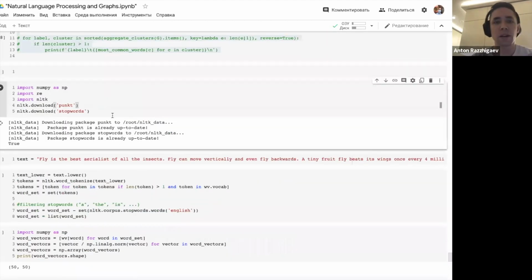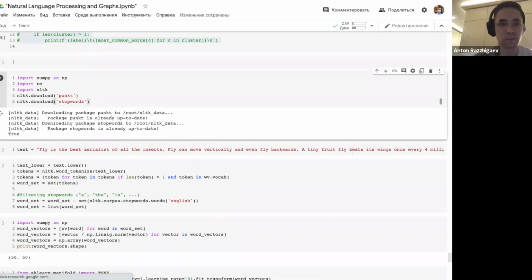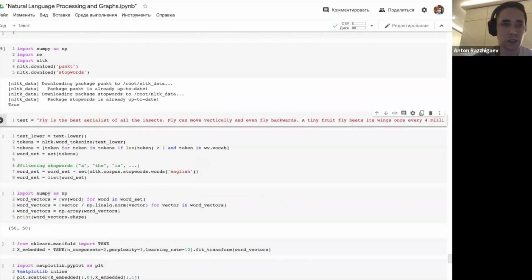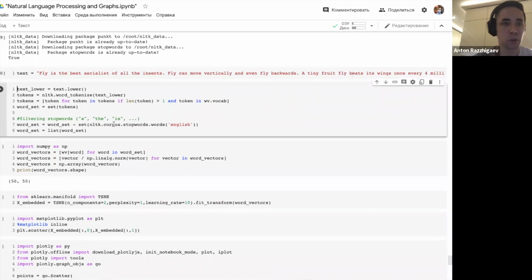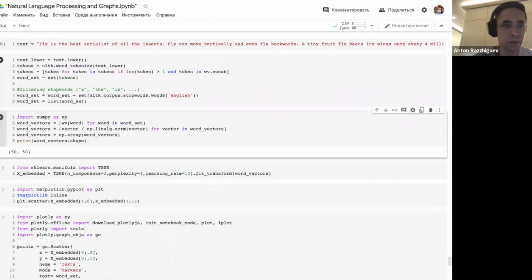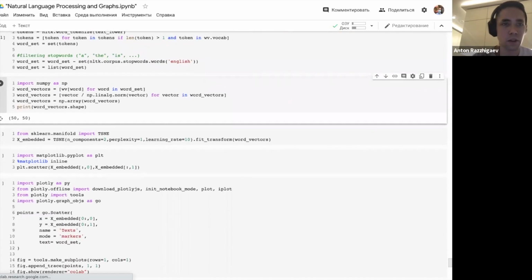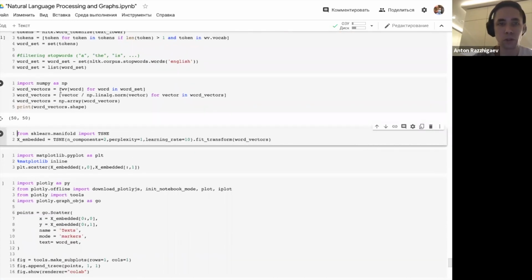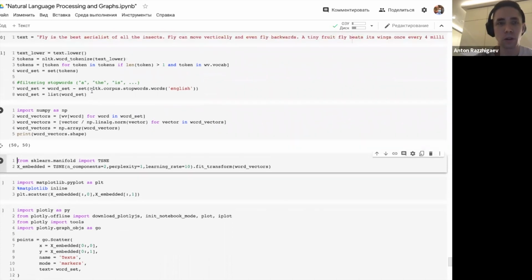Okay, let's apply this. Let's create a similarity graph for our previous small text about flies, plot this graph and clusterize it. So let's again preprocess the text about flies. Then compute word vectors for all words from our text.